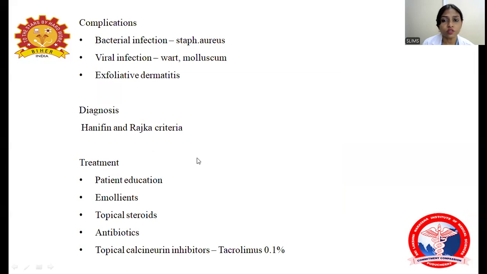Coming to the treatment aspect of atopic dermatitis, patient education is first and foremost important, and bland emollients can be given. Topical steroids can be given, and in the case of children, low potency topical steroids. When there are secondary bacterial infections, antibiotics can be started. And as an alternative to topical steroids, topical calcineurin inhibitors like tacrolimus can be started.